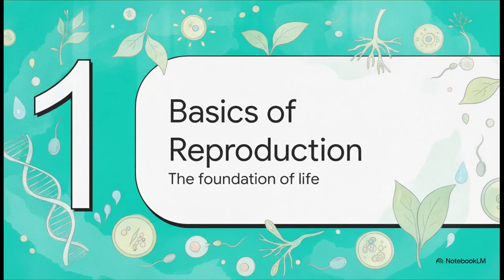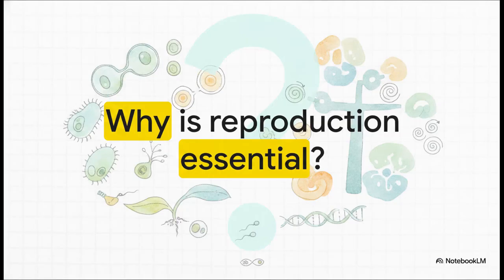All right, Section 1, Basics of Reproduction. So why is reproduction so absolutely essential? The answer is pretty straightforward. It's all about producing a new generation and preventing the extinction of a species. Without it, every single living lineage would eventually hit a dead end. It is literally the ultimate survival mechanism for life itself.